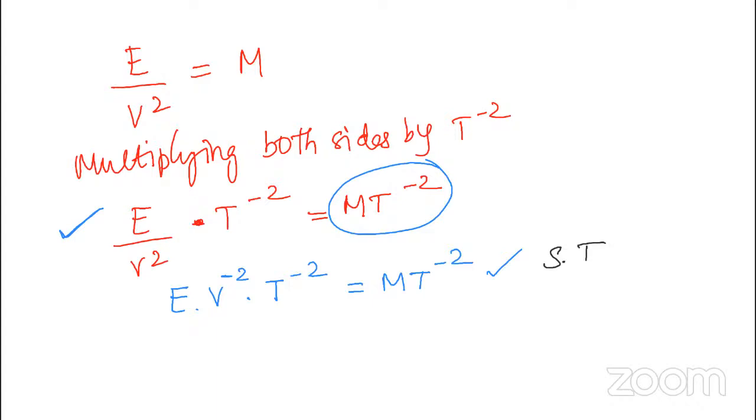Now tell me which one is the correct one? Option B. Very good. So option B is the right one. Okay, next one.